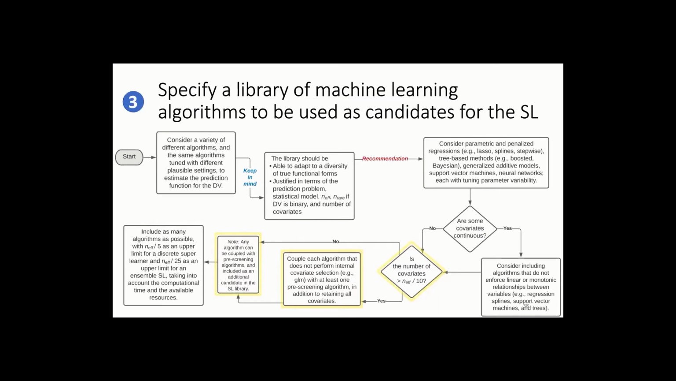Pre-screening will reduce the covariates that are supplied to another algorithm, sort of like a pipeline where we can reduce the set of covariates and then only give those covariates to the algorithm, such as GLM. And we can use lasso pre-screening to select the covariates that have a non-zero coefficient in a lasso regression and only pass those covariates to the GLM. Also, any algorithm can be coupled with pre-screening algorithms and included as additional candidates in the libraries. So we can include a GLM with pre-screening and without, or a tree with and without pre-screening.